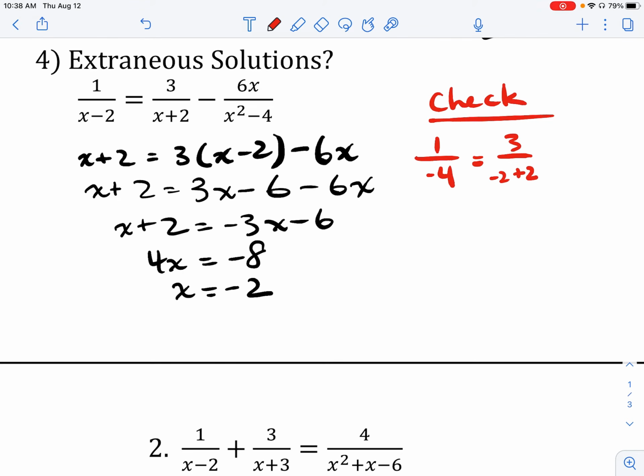I don't even really need to continue doing this because I know that this results in a fraction where we're dividing by 0. We know that that is not possible. We can't have 0 groups of a number, right? Space and time would collapse onto itself. So negative 2 is an extraneous solution. It doesn't matter whether or not both sides are even equal to each other.